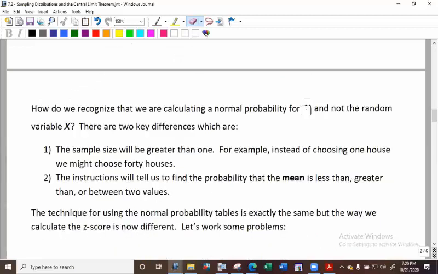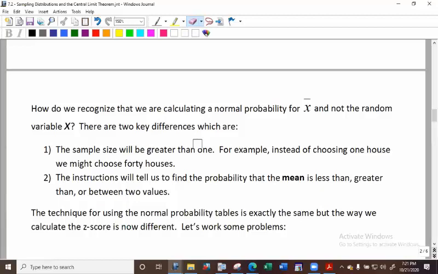Now here I'm mentioning the difference, which is really important when this is on the same test. How do you know when it's x bar and when it's x? First of all, you're actually going to have a sample size that you didn't really have. Your sample size was always 1 for these other problems. You were just choosing one thing. You weren't choosing a group of things.